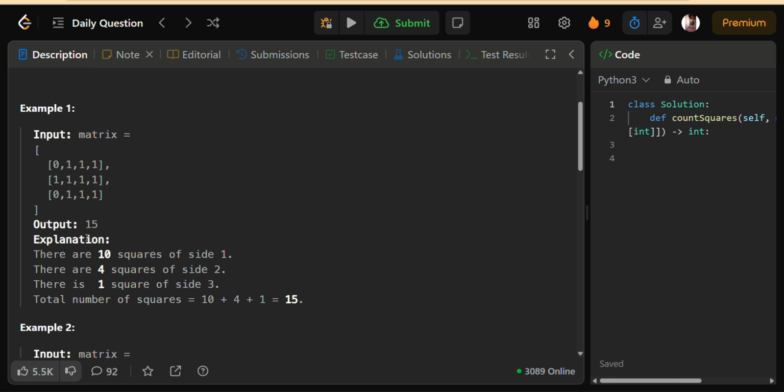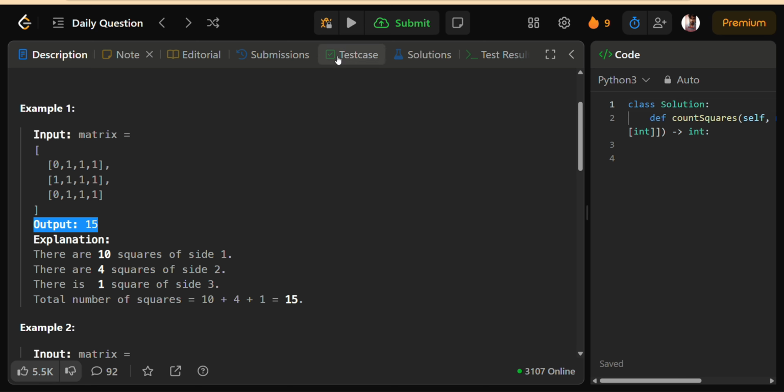Squares of size 1 by 1: every single 1 is a valid square. In this matrix, we have 10 of them. Squares of size 2 by 2: now we look at groups of 4 ones forming a 2 by 2 square. We can find 4 such squares. Squares of size 3 by 3: finally, there's one big 3 by 3 square in the bottom right corner. So in total, 10 plus 4 plus 1 is equal to 15 squares. That's the answer for this example.